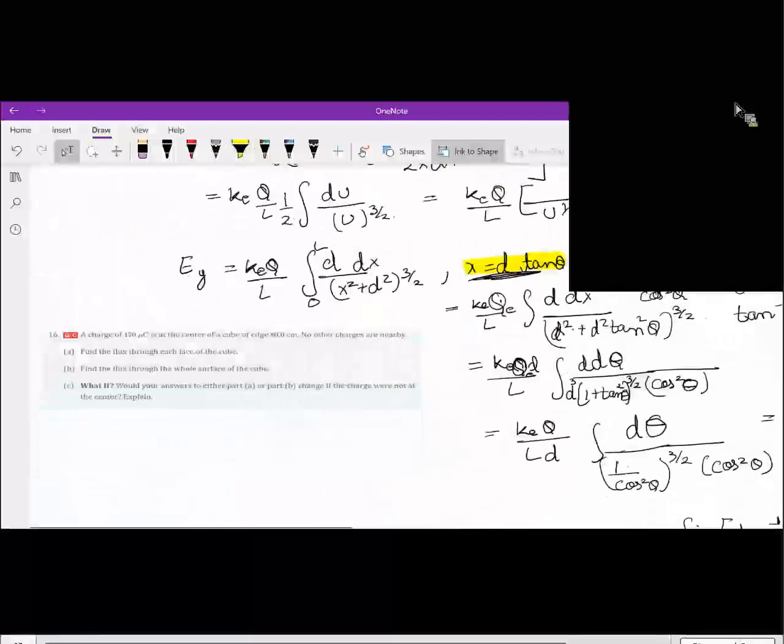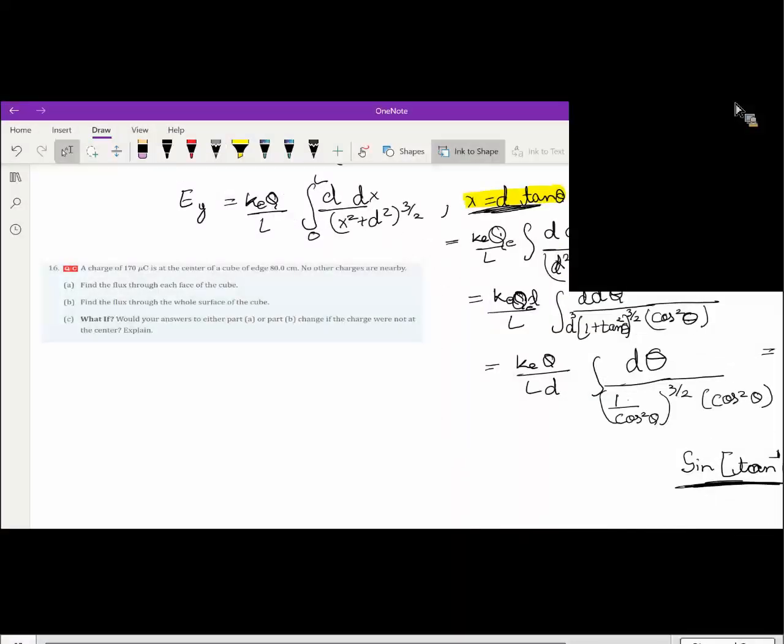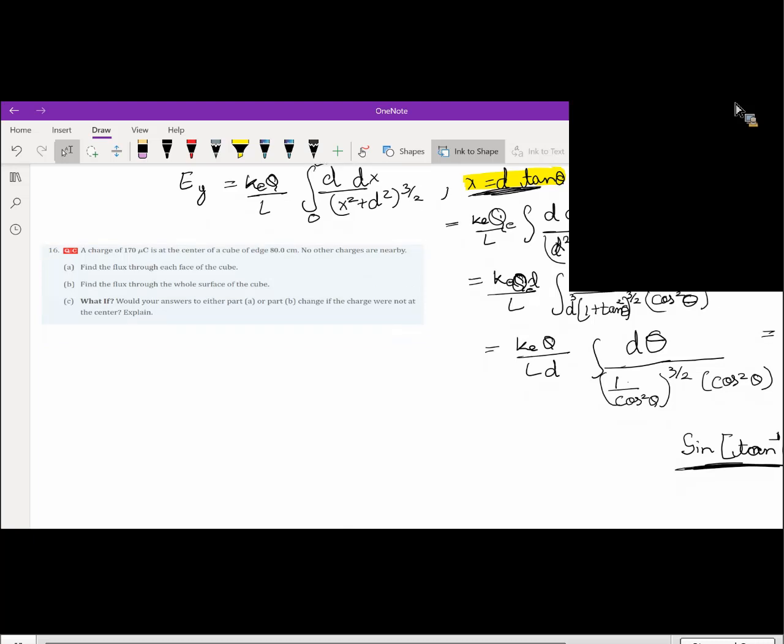Let's move on to the next question. This is the simple one. There's no integral involved in this one, so yay. Let's go through the question. A charge is at the center of a cube. We have a cube in which the charge is at the center, and certain dimensions are given. No other charge is nearby. Find the flux through each face of the cube, and find the flux through the whole surface of the cube. Let's first go through parts A and B.